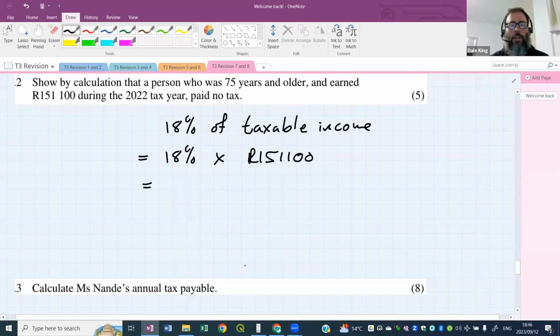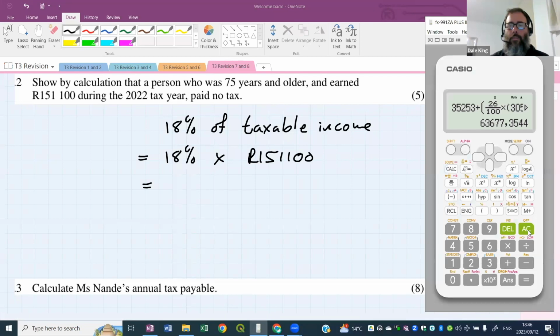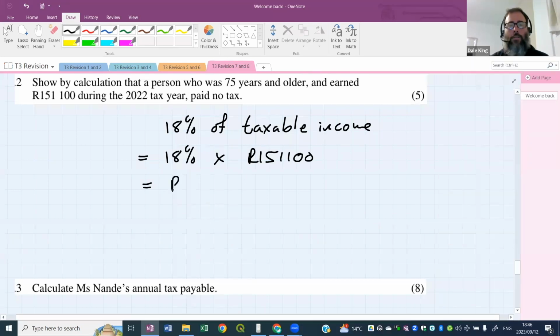Okay, so I'm going to quickly do that. So 18% times 151,100 is 27,198. All right, what do I do with this?